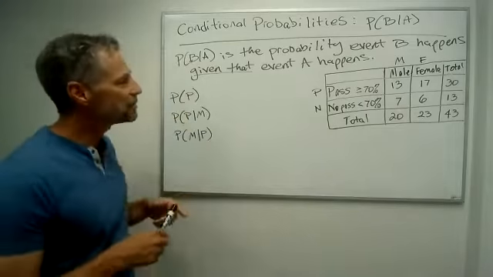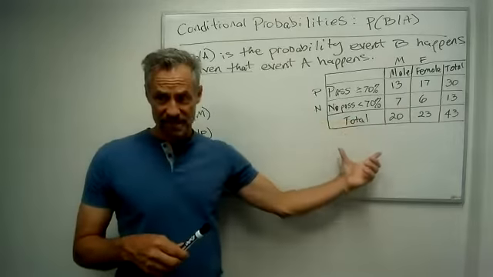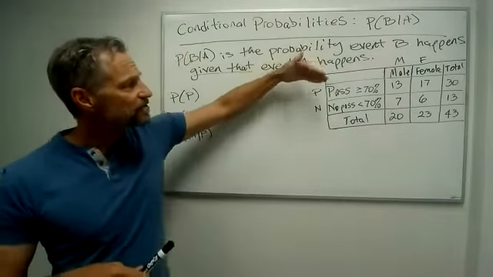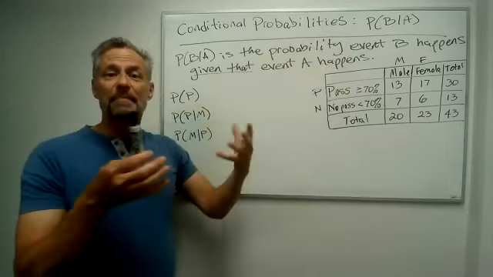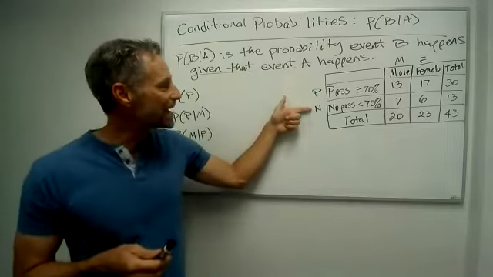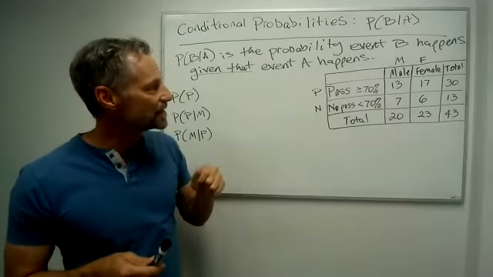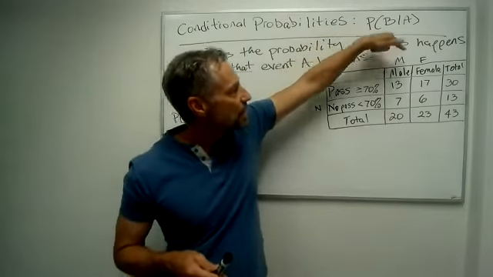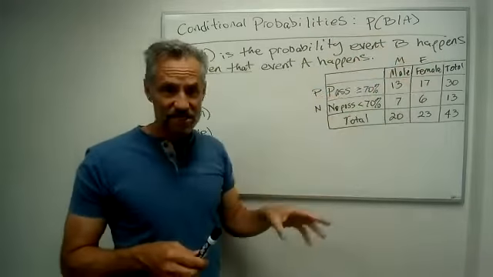So let's look at an example here. I've got what we call a contingency table. These are actually the number of students that passed one of my statistics classes versus the ones that did not pass. So P for pass, N for not pass, M for male, F for female. So that's my contingency table.